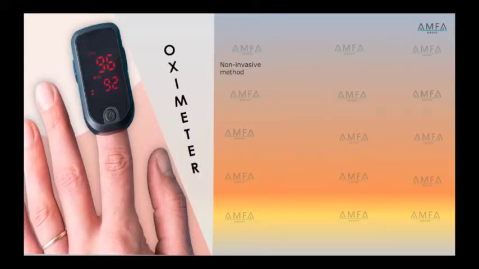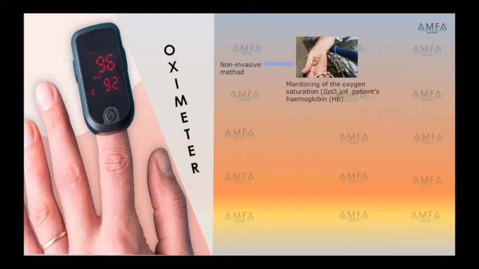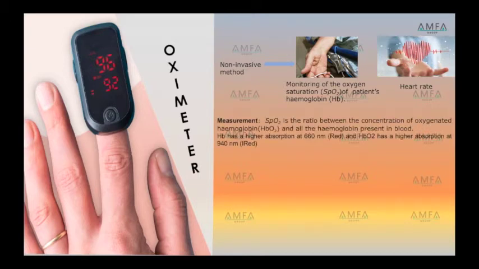See, an oximeter is a non-invasive method of measuring oxygenated hemoglobin. Non-invasive, as we are all familiar, means it doesn't do an invasion. So it monitors the oxygen saturation, denoted as SpO2, of the patient's hemoglobin, Hb, and the heart rate. And how is it measured and calculated? SpO2 is defined as the ratio between the concentration of oxygenated hemoglobin, denoted as HbO2, and all the hemoglobin present in the blood.